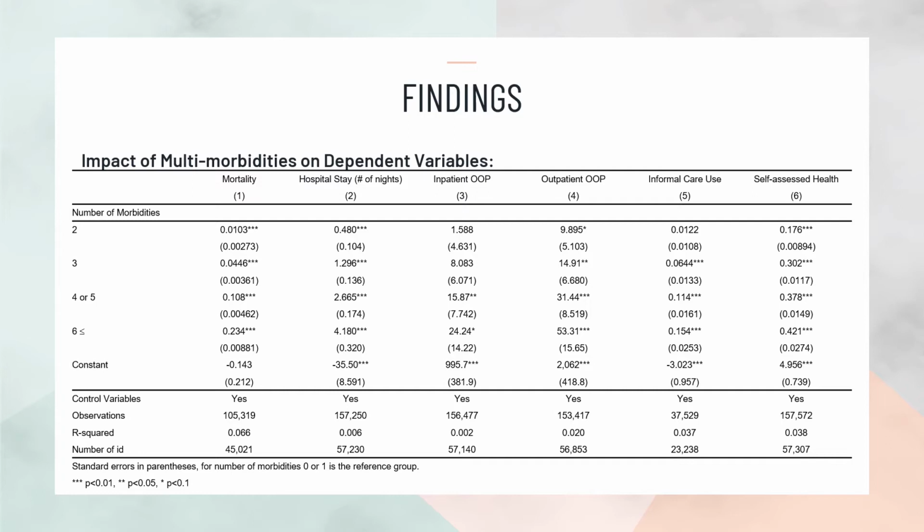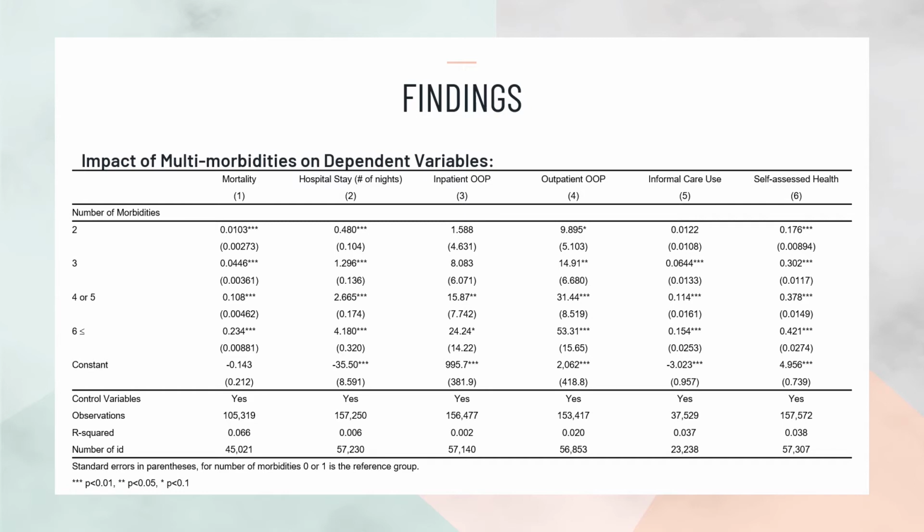the number of nights, inpatient out-of-pocket expenditure, outpatient out-of-pocket expenditure, informal care use, and self-assessed health status. As shown in Model 1, the effects on mortality increase as the number of chronic conditions increases, and each additional comorbidity increases the probability of mortality in the next wave at the 1% level of significance. Model 3 and Model 4, which examine the impact of multimorbidities on the inpatient and outpatient out-of-pocket expenditure, show that every additional comorbidity increases the out-of-pocket expenditure.